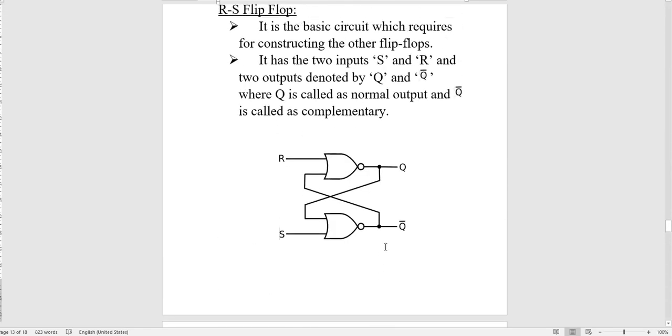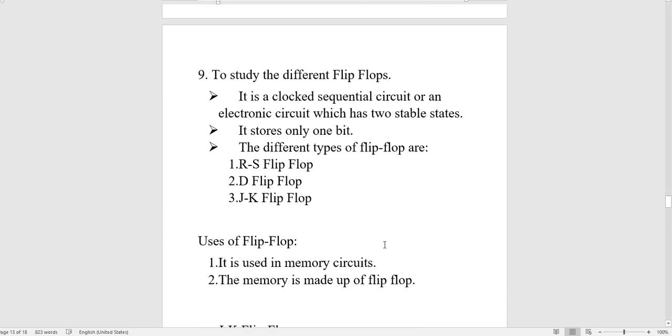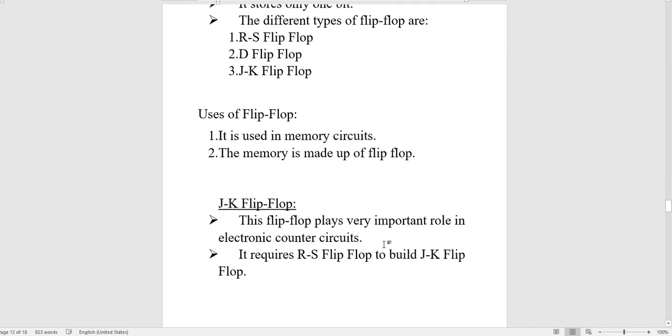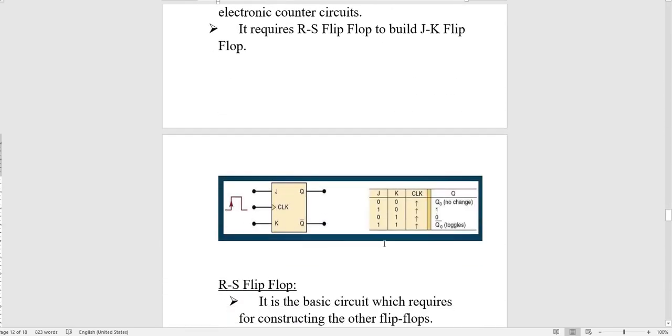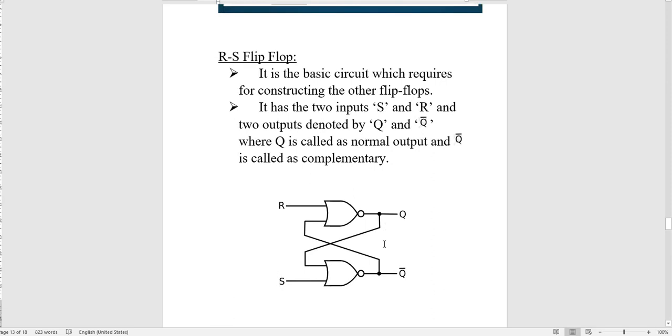In this way, in the 9th practical, you all have to write about what a flip-flop is, the definition of flip-flop, uses of flip-flop and JK flip-flop, then the diagram of JK flip-flop, what is RS flip-flop, and the diagram of RS flip-flop with truth table. Okay, so this is your next practical, that is practical number 9.